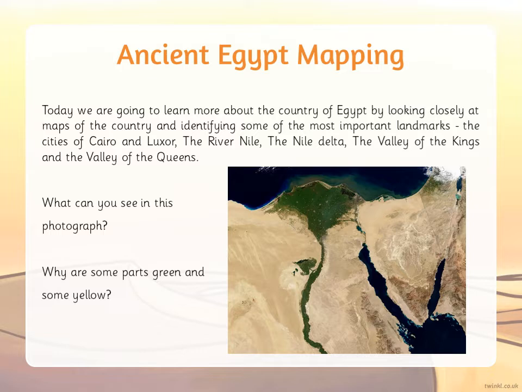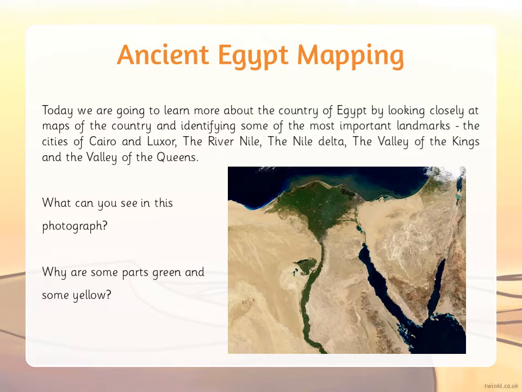Today we're going to learn about the country of Egypt by looking closely at the maps of a country and identifying some of the most important landmarks, including Cairo, which we've learned about this week on our tourist information, Luxor, which is another big city in Egypt, the River Nile, which I think you should already be able to spot on your screen, the Nile Delta, the Valley of the Kings and the Valley of the Queens, where all the pyramids and pharaohs lie.